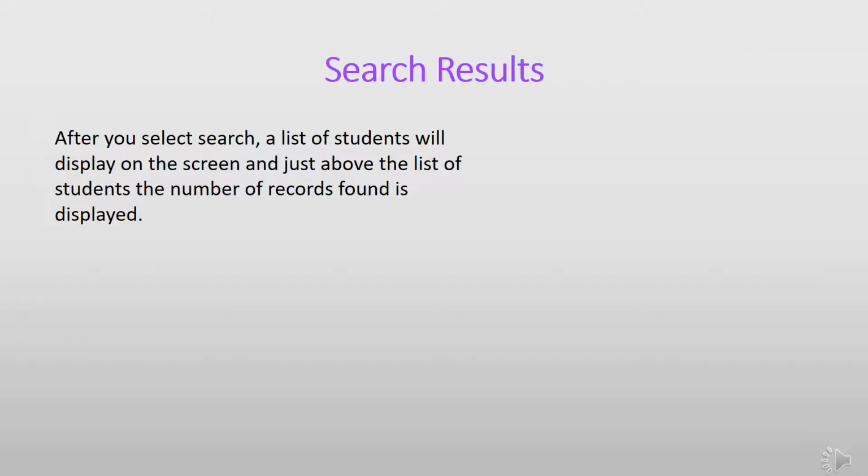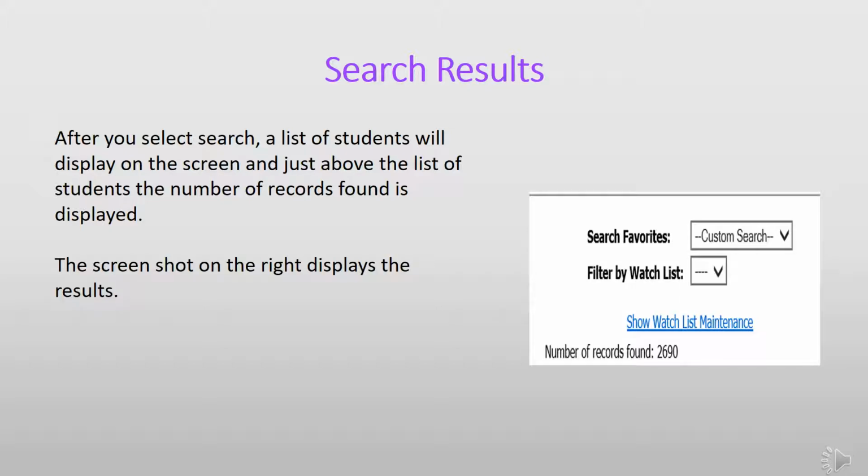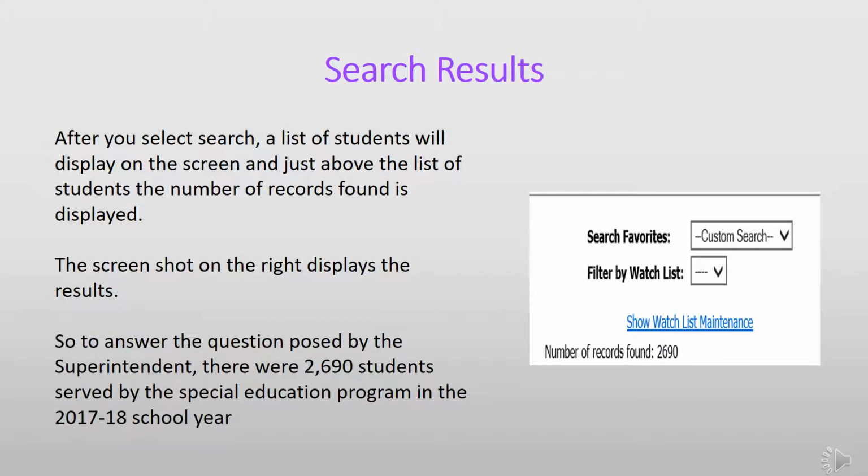After you select Search, a list of students will display on the screen, and just above the list of students, the number of records found is displayed. The screenshot on the right displays the results. So to answer the question posed by the superintendent, there were 2,690 students served by the special education program in the 2017-18 school year. Let us expand the information being pulled into the search so we can look at some of the data being submitted in Cycle 7.